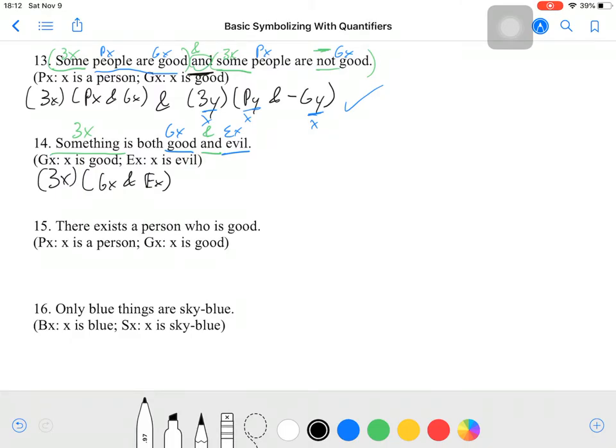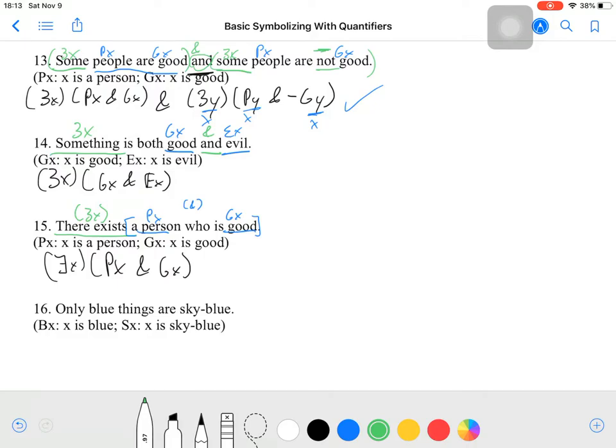Now when we go on to 15, there exists, this is going to be another existential X. There exists a person who is good. So when we look at this statement, a person who is good, what we're going to see is that there's an implicit and statement in here, that there is a person and they are good. So we have the categories of person, categories of good, and we're going to just and them together. So there exists an X such that X is a person and X is good.